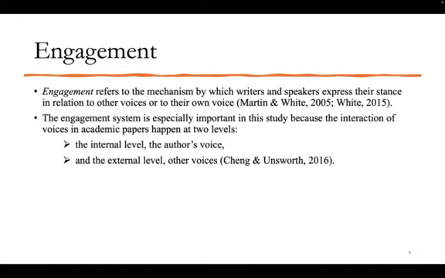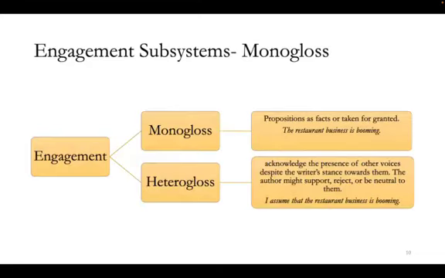The engagement system is extremely important in analyzing research articles or academic papers, because the interaction in academic papers happens at two levels. The first level is the internal level, which is the author's voice. The second level is the external level, which is other voices, including the audience's voice. Therefore, the engagement model is the most suitable for analyzing this interaction or discourse in academic papers. The engagement model consists of two main subsystems: monoglossic resources and heteroglossic resources.